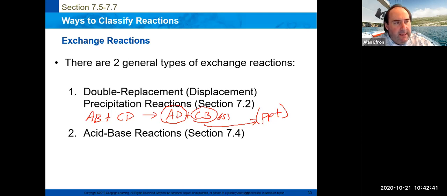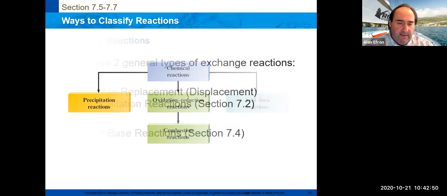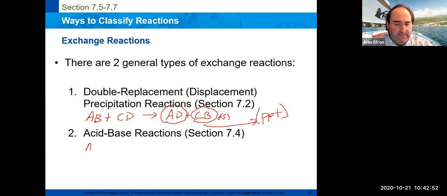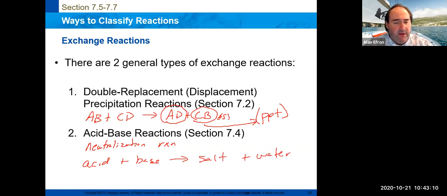Another very common double displacement reaction is an acid-base reaction. And sometimes it's referred to as a neutralization reaction. And for the most part, as we will see, this usually involves an acid plus a base. And we typically make two things. We make salt and water. It's a general reaction. When you take a strong acid and strong base together, you make a salt and water.